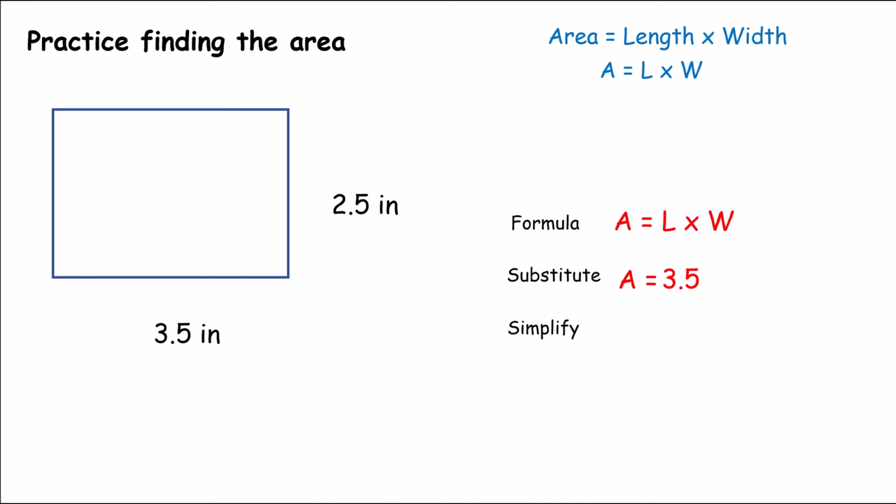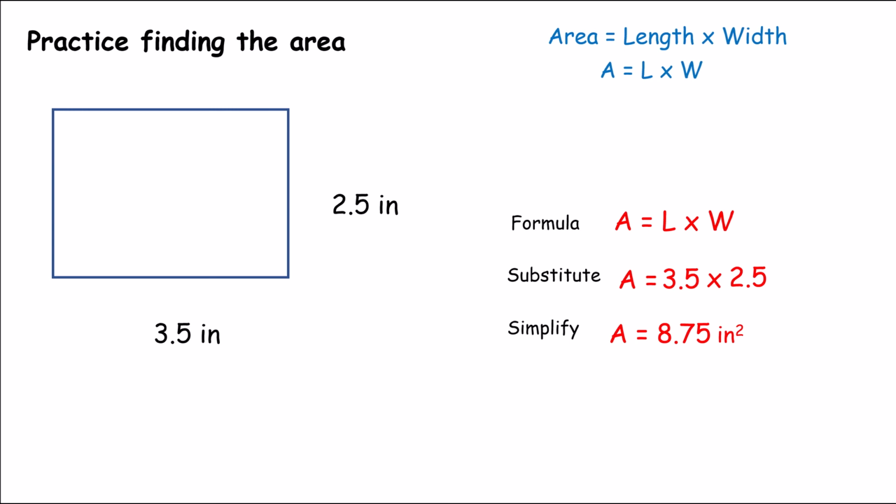I plug in my length, I plug in my width, and then I compute that, and it comes out as 8.75. Now, I'm not going to perform this computation for you. I'm going to assume you already know how to multiply decimals. Otherwise, this is not going to make sense to you anyway. Area equals 8.75, and this would be inches squared.